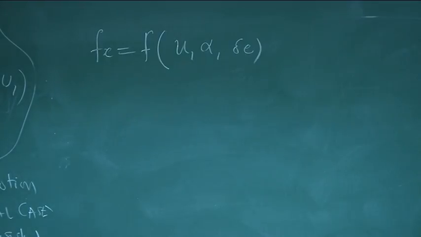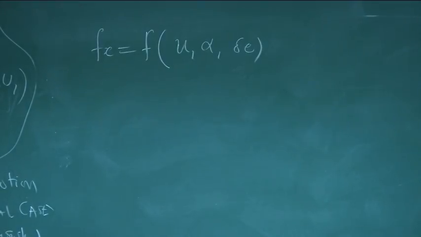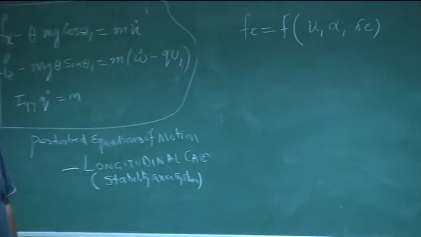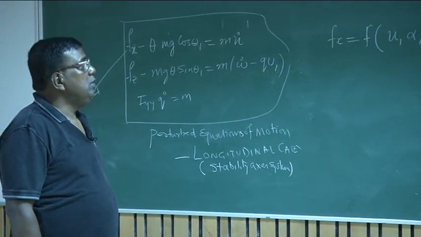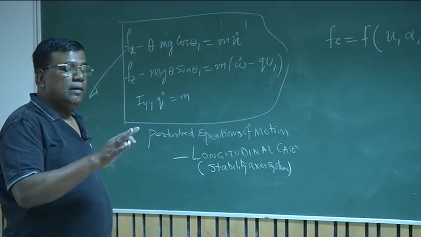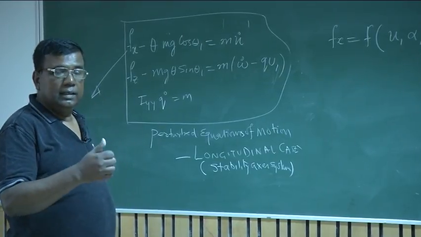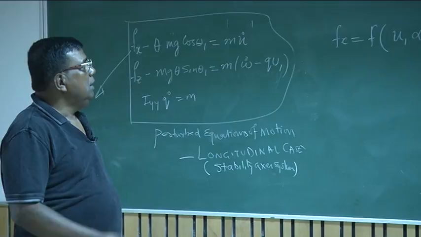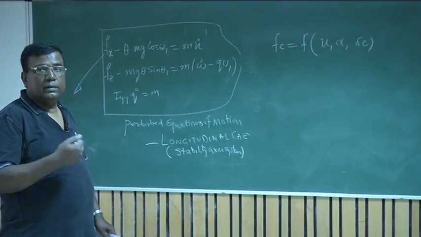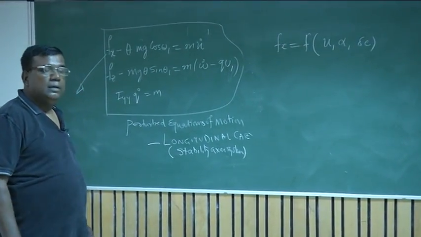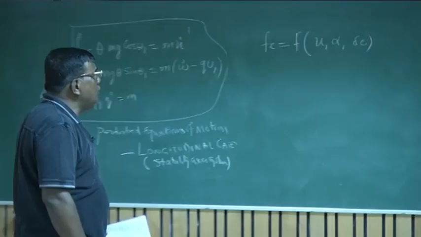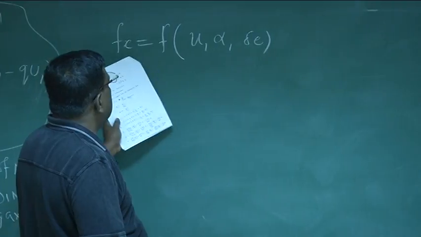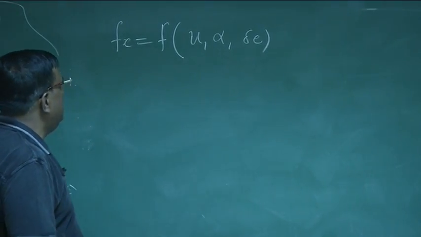Very simple, because if u is there, then there is a dynamic pressure change, half rho u squared. So Fx will depend upon u, Fx will depend upon alpha, because if there is an alpha, there will be a CL and CD, that component will come on x, and then delta E, of course, as we deflect the elevator, that will also change a little bit of CL and a little bit of drag. So it's not a bad assumption to write Fx as a function of u, alpha and delta E.